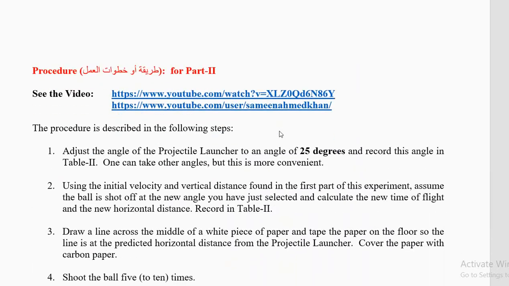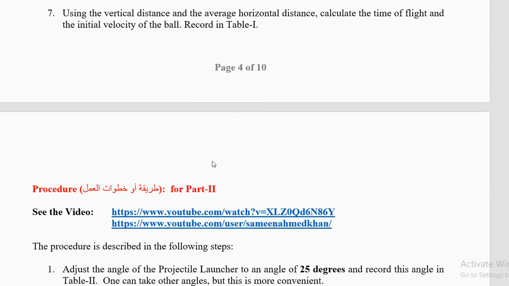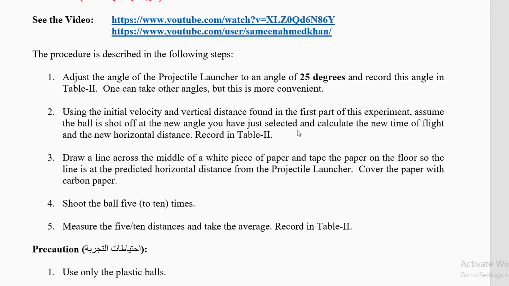Now you do part 1 with the launcher horizontal and you note down the height. I'll show you the table, you'll understand it better. In part 2, you'll adjust the angle to be 25 degrees. This is the best angle for the launchers we have in the lab. In another lab, the angle might change, but in our lab, we use 25 degrees.